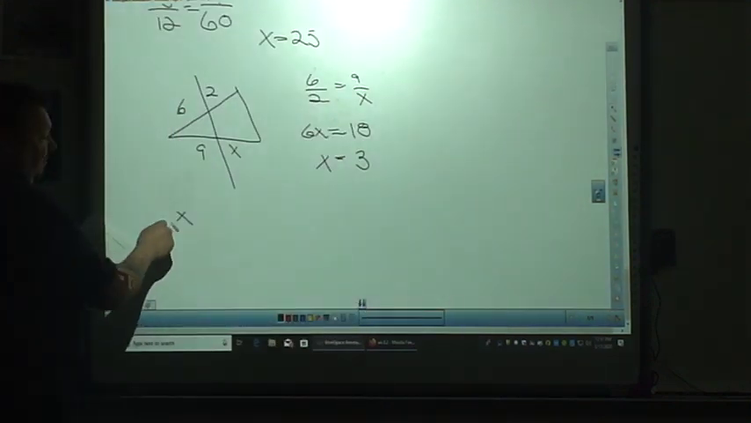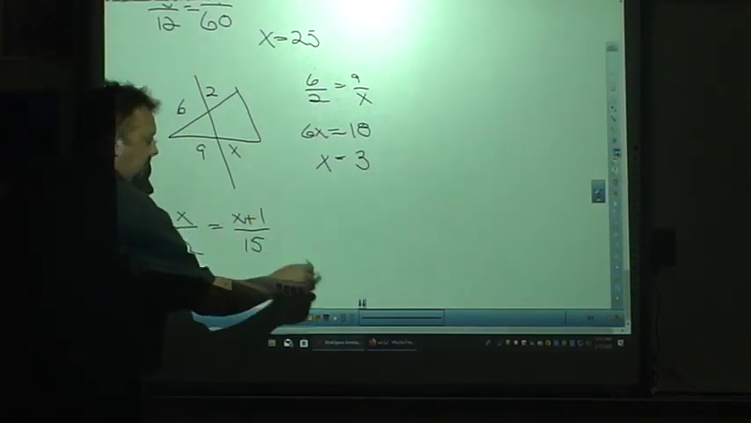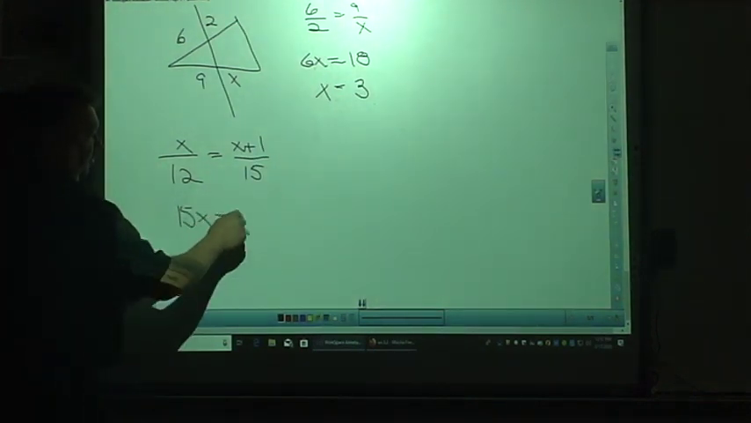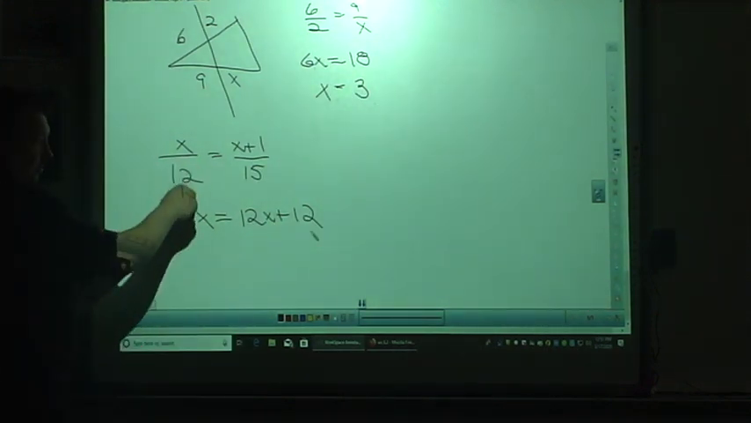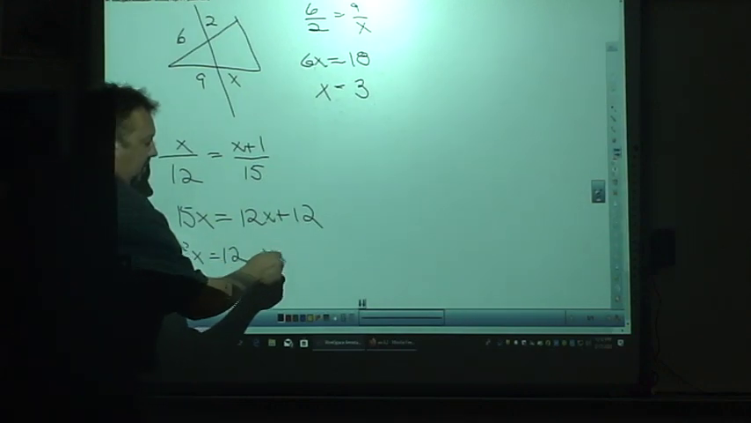For the next one, we have x over 12 equals x plus 1 over 15. 15x equals 12x plus 12. Don't forget to distribute. Divide over, 3x equals 12, so that x equals 4.